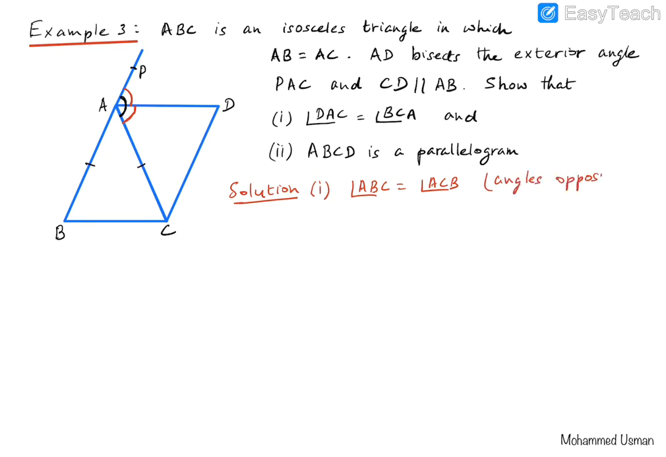Angles opposite to equal sides. So therefore these two angles are equal. Which are those two angles? It is this angle ABC and ACB. They are equal to each other. So that's the first thing we show here.